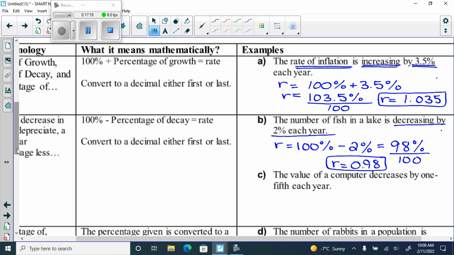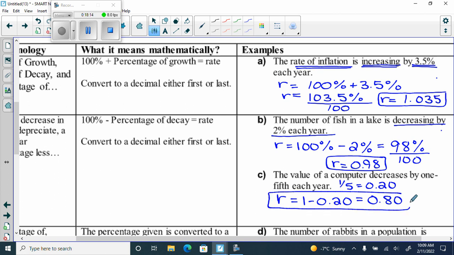This one says the value of the computer decreases by 1/5 each year. What is 1/5? Type in your calculator: 1 divided by 5. It's 0.2. So we're decreasing by 0.2. Is that a percent? No, that is a decimal, correct? So instead of going 100% minus the percent, I'm going to do 1 minus the decimal. Because 100%, if you want to take the percent away, you go 100% divided by 100, which is 1. So if it's actually a percent, you subtract it from 100. If it's just a value, 1/5 equals 0.20, I'm going to go R equals 1 minus 0.20, which is 0.80. So if it's not a percent, just a decimal, you subtract it from 1. If it's percent, you subtract it from 100.